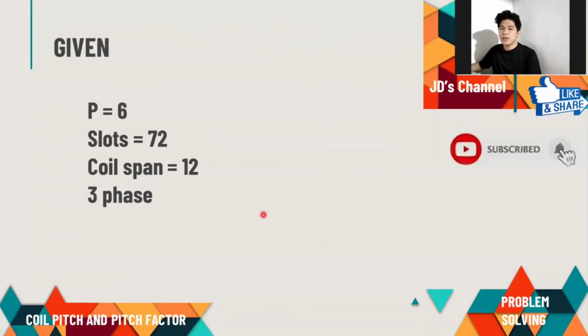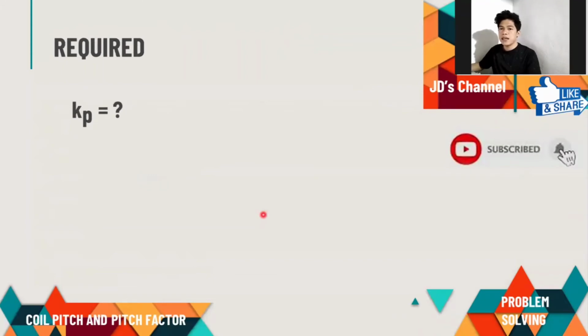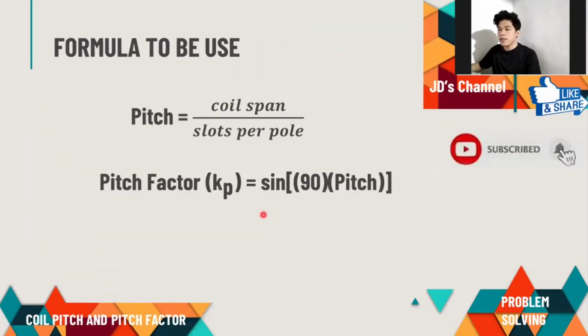Okay, so given, so we have the pole which is 6, slot which is 72, coil span that is 12, and it is in 3-phase. So the required is the pitch factor or coil span factor, the Kp. Okay. So the formula we're going to use, hanapin muna natin yung pitch which is the coil span over the slot per pole, and then the pitch factor which is Kp equals sine times the quantity 90 times yung pitch. Ito yung mas madaling formula natin.